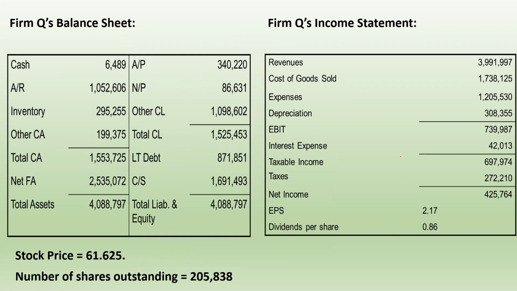So we use this firm Q as an example. Firm Q's balance sheet is on the right-hand side, and firm Q's income statement is on the left-hand side. The additional information: the stock price is 61.625 US dollars, and the number of shares outstanding equals 205,838.